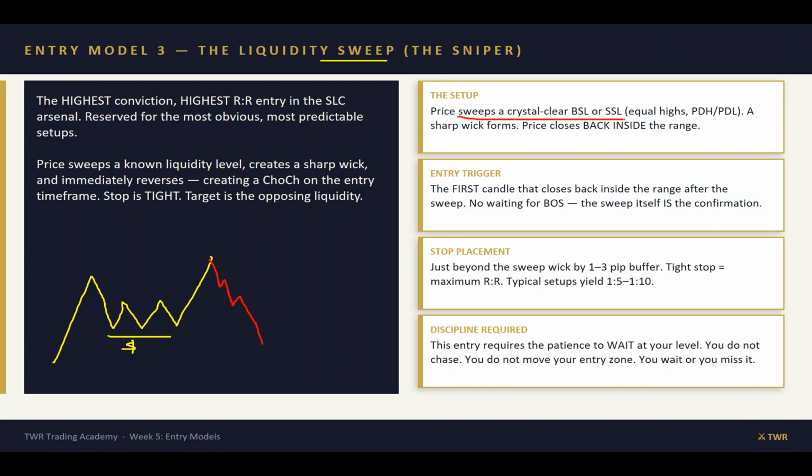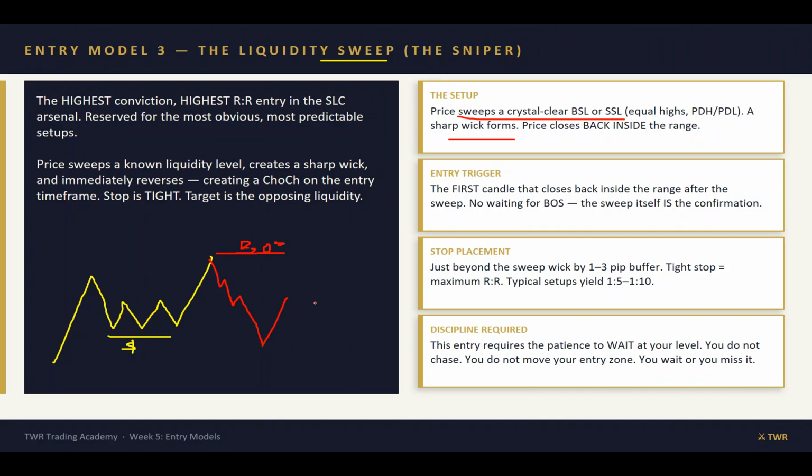After sweeping them, a sharp wick forms inside, okay? And price closes back inside the range. Now we have this sweep. This one is the sweep, okay? Then the first candle closes back inside the range. Then after the sweep, not waiting for a break of structure. So you don't wait even for this break of structure right here. This one is the BOS. You don't wait for it.